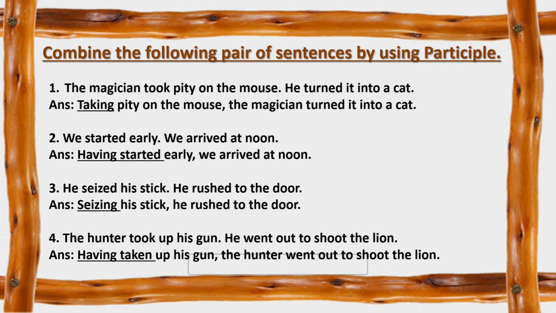Question number 4. The hunter took up his gun. He went out to shoot the lion. Here, three actions take place. First action, took up. Second action, that is went. And the third action, that is shoot. So, there was a gap between the actions, right? Taking up and then shooting. Hence, we use the participle in the first sentence. Thus, the answer is: having taken up his gun, the hunter went out to shoot the lion. Here, having taken is a perfect participle, which is used to denote a completed action.